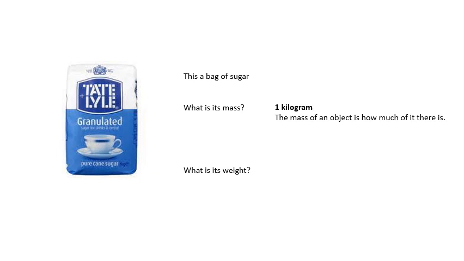And the mass of something measured in kilograms is how much of it there is. How much sugar have we got here? We've got a kilogram of sugar. If we had twice as much, we would have 2 kilograms. If we had half as much, we would have 500 grams. So mass is measured in kilograms. It's how much of something there is, for example, sugar. Now, what is its weight?